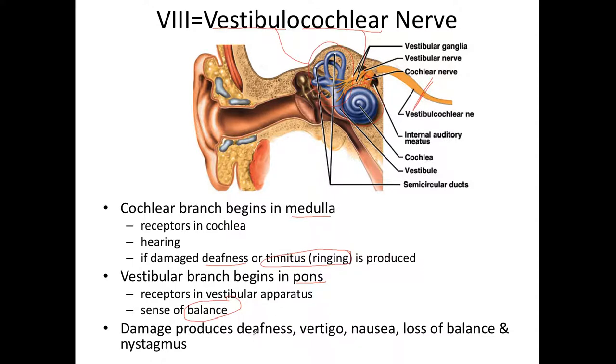So if you damage or squish this, you get deafness, vertigo, nausea, which is related to the vertigo, loss of balance, and nystagmus. And nystagmus is eye movements from left to right that are corresponding with a loss of visual tracking. So left and right, back and forth. Eye movement.